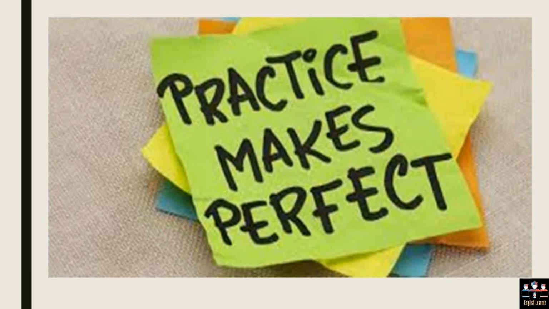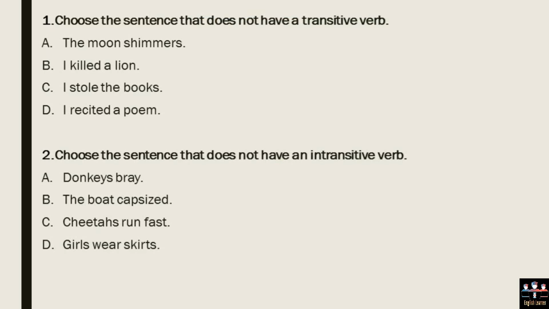Now it is time to practice the concepts. Number 1. Choose the sentence that does not have a transitive verb. A. The moon shimmers. B. I killed a lion. C. I stole the books. D. I recited a poem.